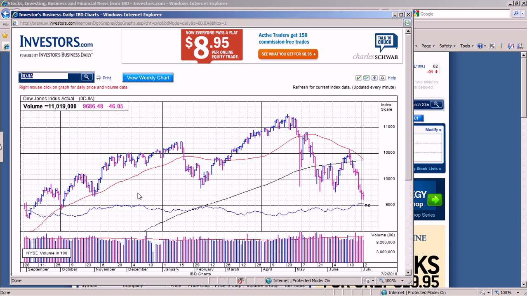Now you'll notice that these charts are set up in such a way that the blue bars represent increases in price of the index that day, and the red bars represent a decrease in price of the index for that particular day. So it gives you a real good idea.